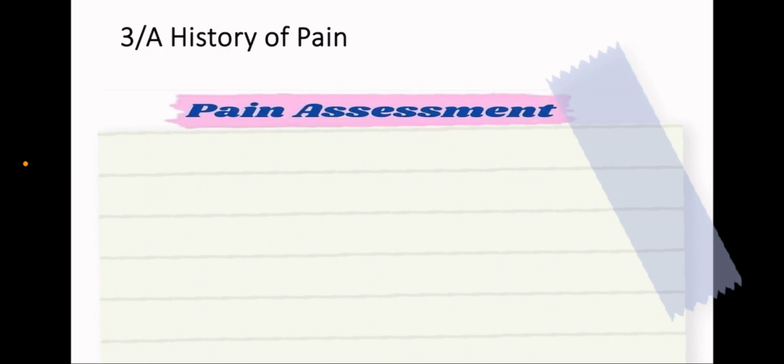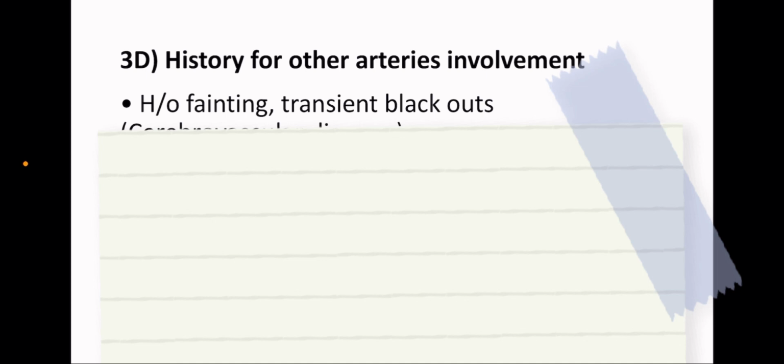And then 3C, history of ulcer. Also here SOCRATES will help you. If the patient has an ulcer, try to determine the site, the onset, and instead of radiation, think about description, aggravating and relieving factors, any progression of the ulcer, and if there's any trauma. So using SOCRATES will help you with history of pain, history of discoloration, and history of ulcer too.